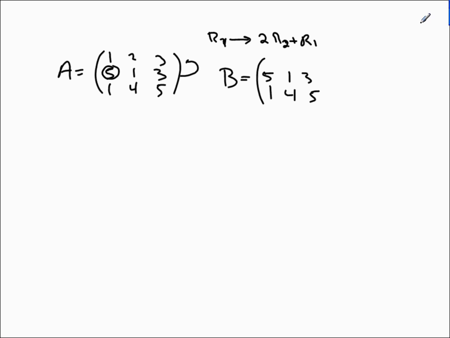2 times this is 10, plus 1 more is 11. 2 times this is 2, plus 2 is 4. 2 times 3 is 6, plus 3 more is 9. I claim that these two matrices should and will have the same determinant.